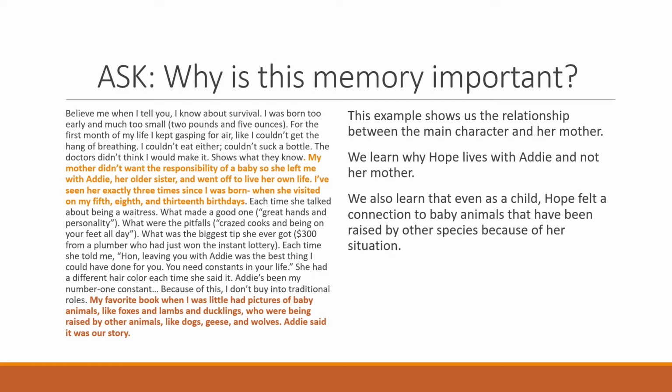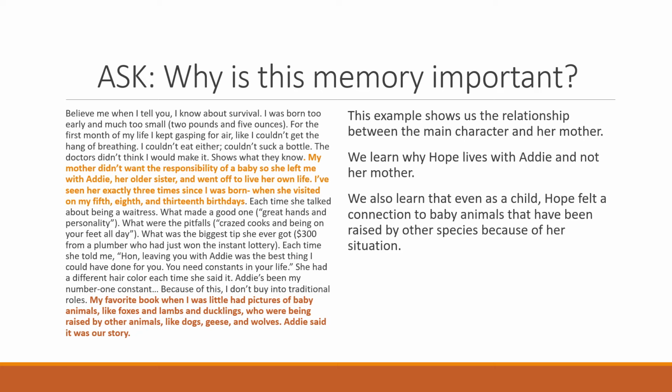So we learn a lot from Hope's memories. I ask myself, why is this memory important? It helps me understand the relationship Hope has with people like her mother or Addie. I realized that Hope's mom isn't a reliable person. She's only seen Hope 3 times and her hair is always different, which shows us that Hope's mom is constantly moving and changing. We also learn about Addie, Hope's aunt.